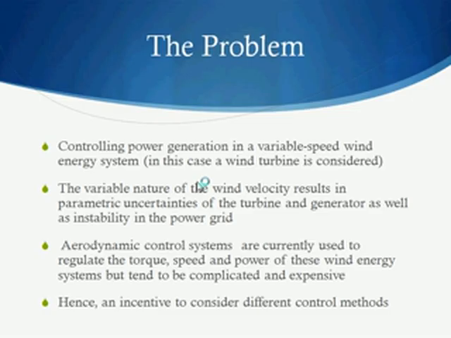So the problem is to control power generation in a variable speed wind energy system. In this case, we'll be considering a 3-blade wind turbine. The problem comes down to the fact that the variable velocity of wind results in parametric uncertainties of the wind turbine and the generator, as well as instability in the power grid.